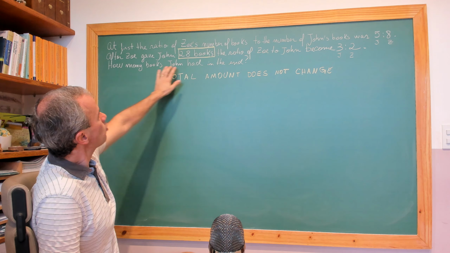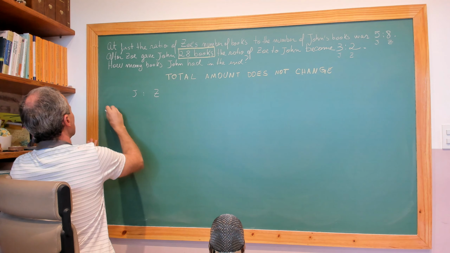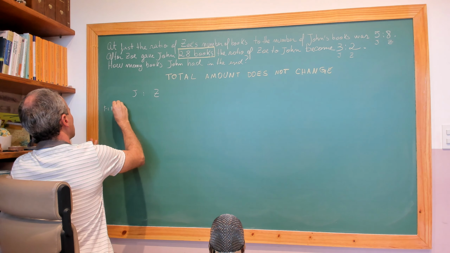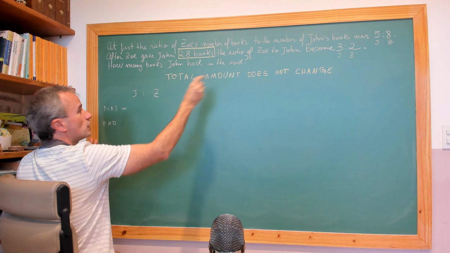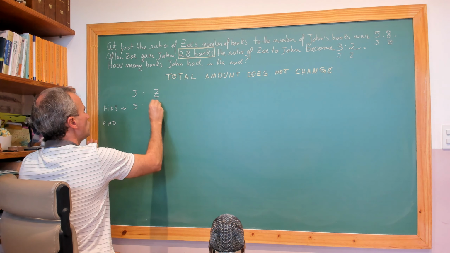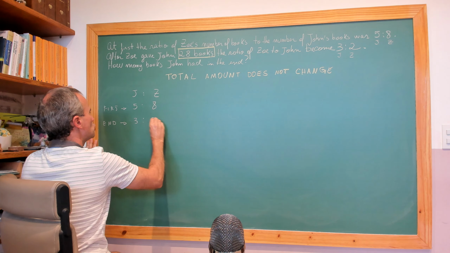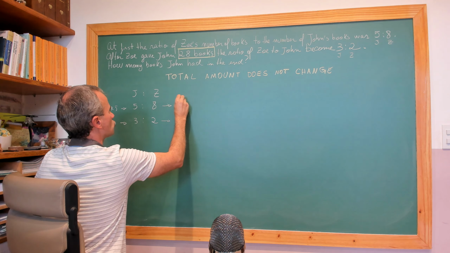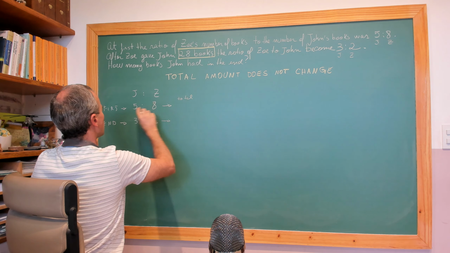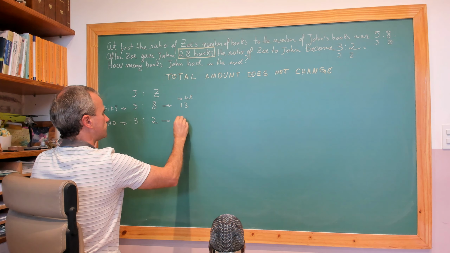Now, let's get started. So we have, this is John, this is Zoe, this is at first, this is the end. At first, the ratio is 5 to 8. At the end, the ratio is 3 to 2. Now, if I put the total, this is 13, those two, the total is 5.